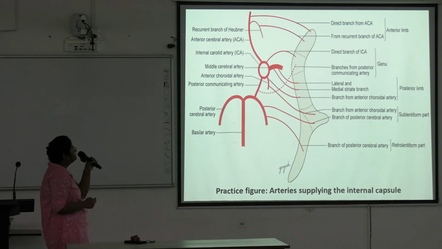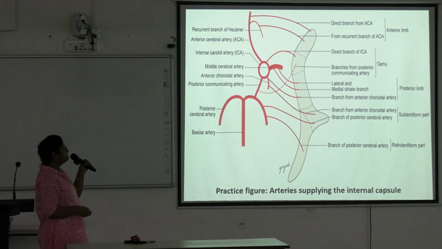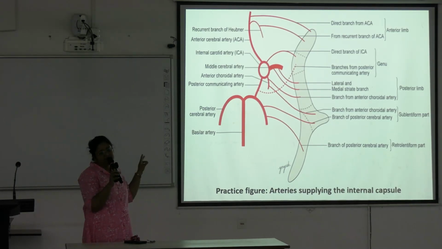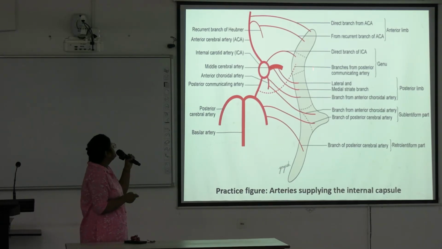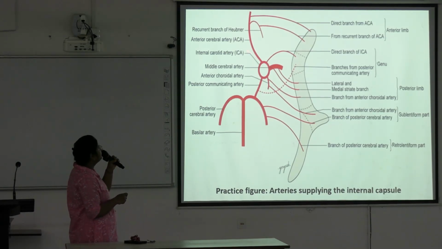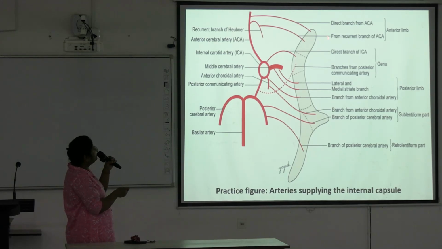Next, this diagram shows the arterial supply. If arterial supply comes as a short note or part of a long question, you have to draw a diagram like this. Practice a schematic diagram. See, this is the internal carotid artery. From here, anterior cerebral and middle cerebral artery are arising. From the anterior cerebral artery, this is the recurrent artery of Hubner. A branch is given to the anterior limb, and these are direct branches from anterior cerebral artery supplying the anterior limb mainly.